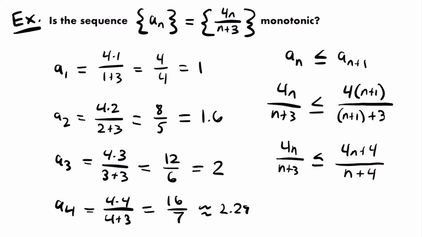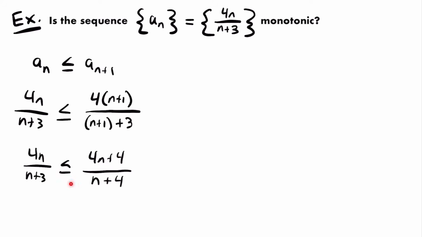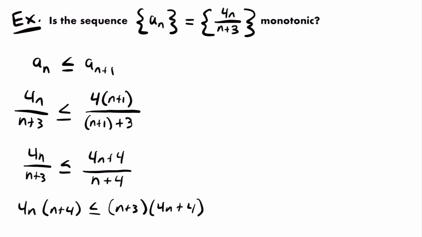And so what I'm going to do here is clean up my work, and then we're going to further simplify our inequality by cross-multiplying. In other words, we're going to be multiplying both sides by n plus 4 and multiplying both sides by n plus 3 to cancel out those factors in the denominators. But an easy way to think about that is just to cross-multiply. So 4n times n plus 4 is going to be on this side of the equation. So we have 4n times n plus 4, and that will be less than or equal to n plus 3 times 4n plus 4. All right, so all we did was cross-multiply, and this was the result of doing that.